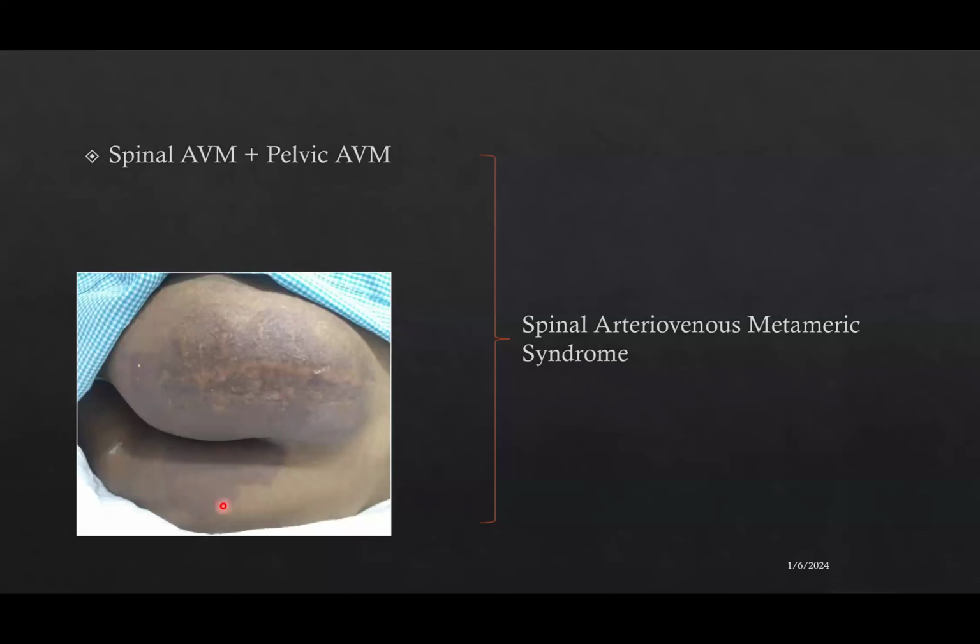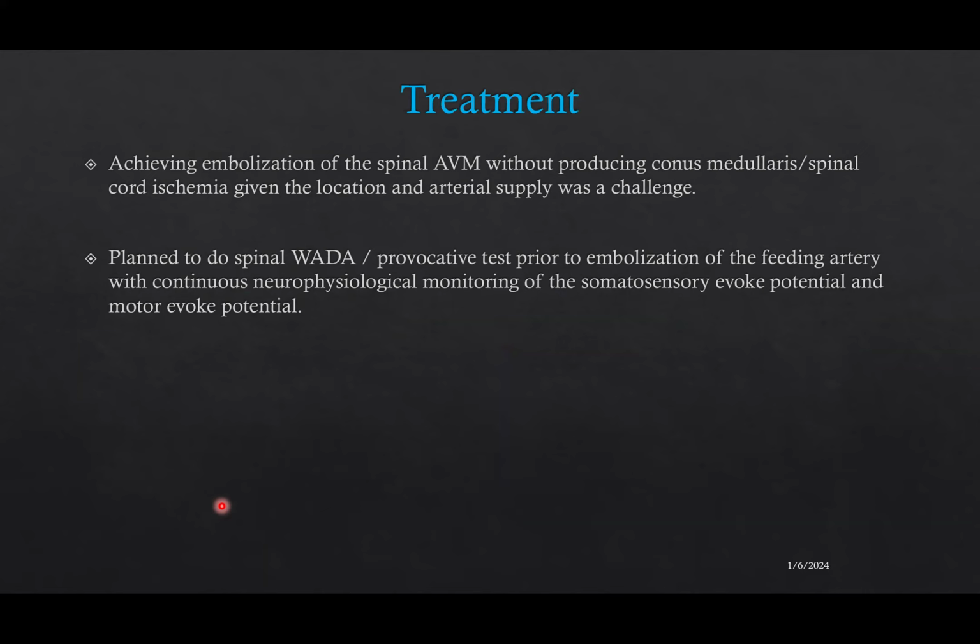So what are the treatment options? Do we embolize the AVM, or do we do conservative management, as the patient had only radicular pain, no neurological deficit, though he had presented with subarachnoid hemorrhage? So what we planned to do was a provocative test and then an embolization.